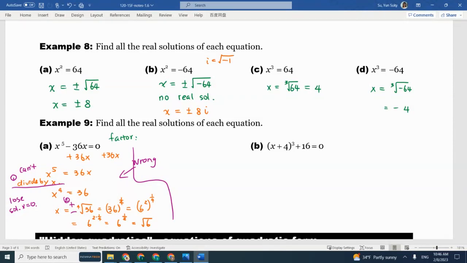Yes, everybody? So what is the correct way to do that? Okay, don't move to the other side and then divide by x. Don't divide by x. Our goal is to factor. So factor. Do you see the common factor is x? Then we have x to the 4 minus 36. Yes, everybody? Factor it.